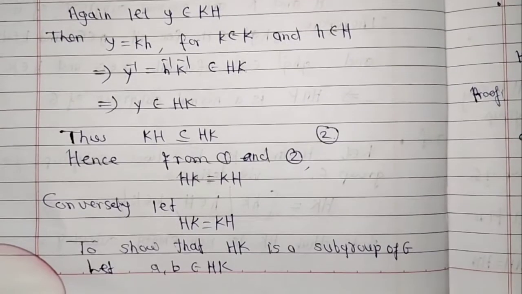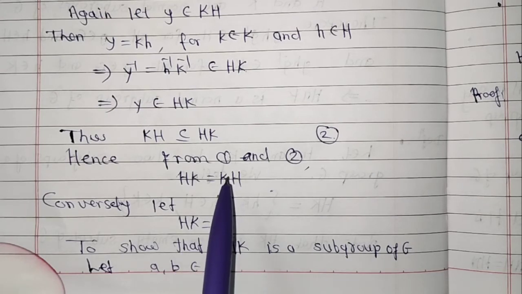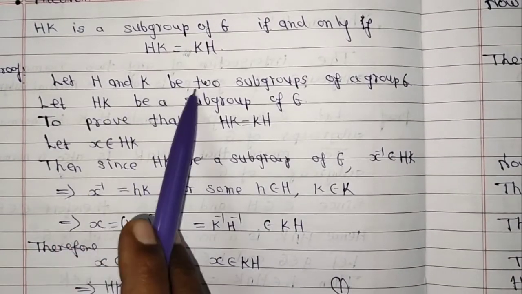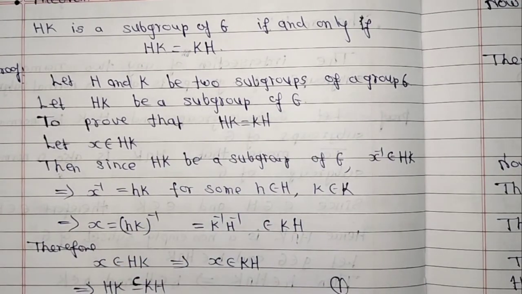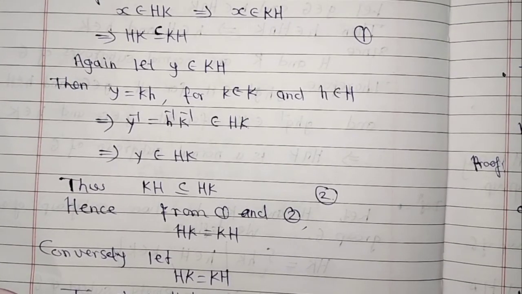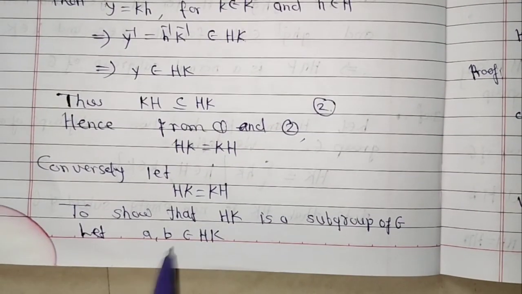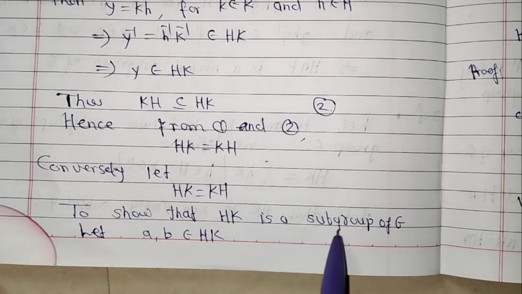From 1 and 2, we get HK equal to KH. Conversely, let HK equal to KH. That means in the first part we assume that H and K are two subgroups of group G, and we have proved that HK equal to KH. And conversely we assume that HK equal to KH, and we have to prove that HK is a subgroup of G.